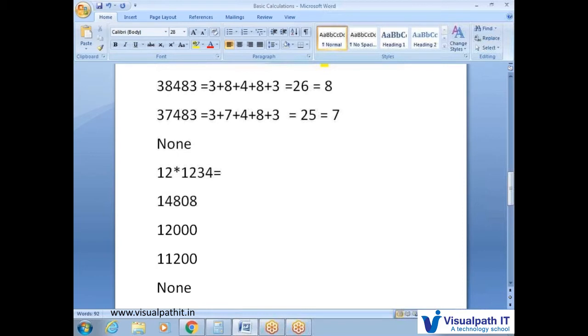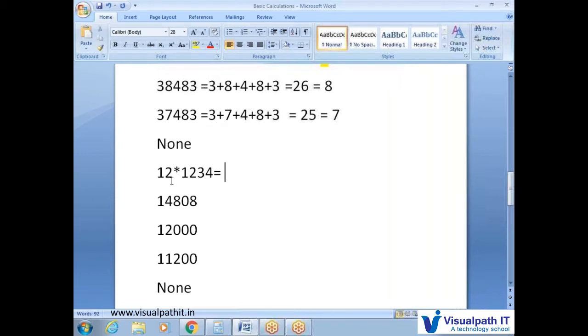Clear? So what is the question? 12 into 1234. The first one is a 2-digit number, and the second number is a 4-digit number. In this case, go for the digital root method. Same way, convert into a single digit first. Here also a 2-digit number, not worried. Only here it is 2-digit and here it is 4-digit. So not worried, go for the digital root method.